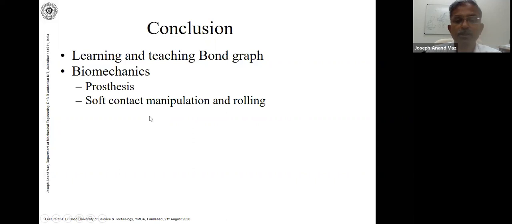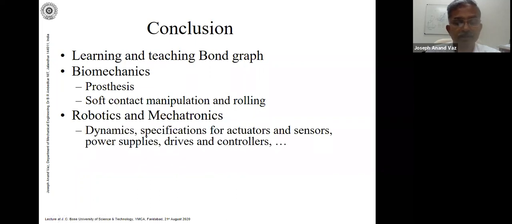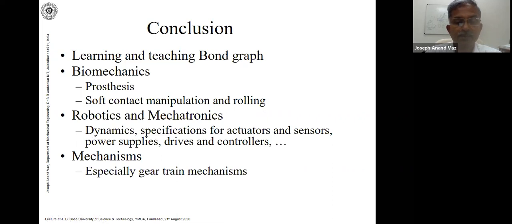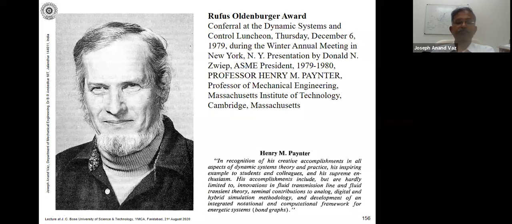Soft contact manipulation and rolling has been modeled. It's a very challenging problem if you attempt it. Robotics and mechatronics, we work on this and we have it in our teaching, we have it in our research, where dynamics, specification for actuators and sensors, power supplies, drives and controllers, all these are determined. And we have also applied it to mechanisms, some of which you have seen, especially gear train mechanisms and many other interesting developments.